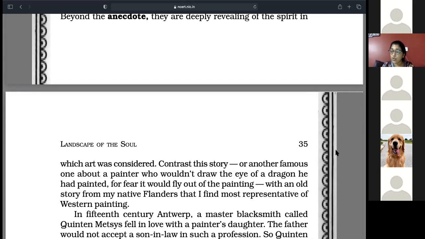Now ये जो दूसरी कहानी वो बता रहा है, this is Flanders, a medieval country in Europe. वो कहता है कि वहाँ पर एक ऐसा पेंटर था जो अपने ड्रैगन की आंखें नहीं बनाता था क्योंकि उसे लगता था that is illusionistic reality. That's a real painting, and if he draws, it was so realistic that the dragon may fly.